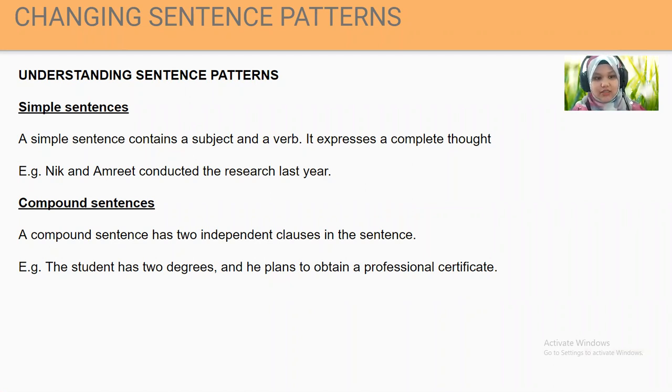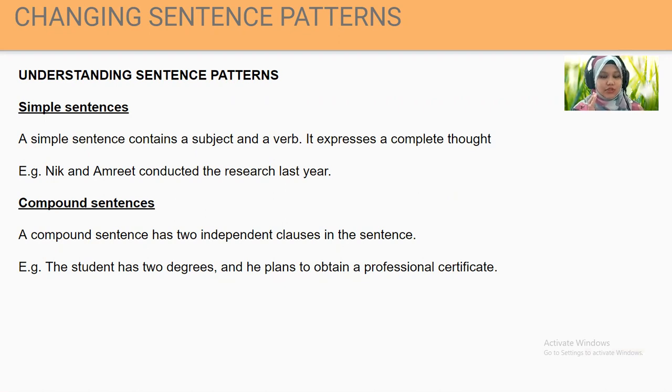So next, compound sentences. A compound sentence has two independent clauses in the sentence. Independent clauses, what does it mean by independent clauses? Which is the sentence can actually stand on its own, but it is connected with and. For example, the student has 2 degrees.